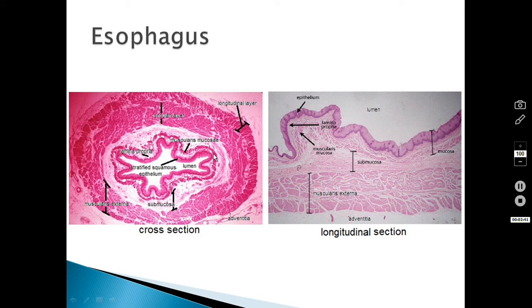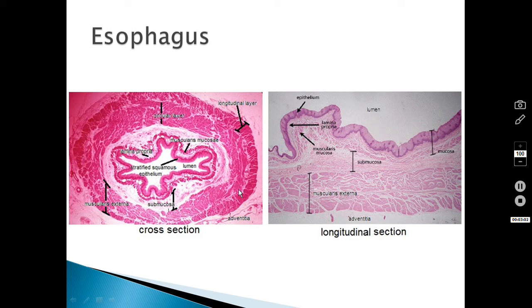Just below the mucosa is our submucosa. So here it is in a longitudinal section, and here it is in a cross-section. So all of this here is part of the submucosa. And then below the submucosa is our muscularis externa. So here is our muscularis externa.